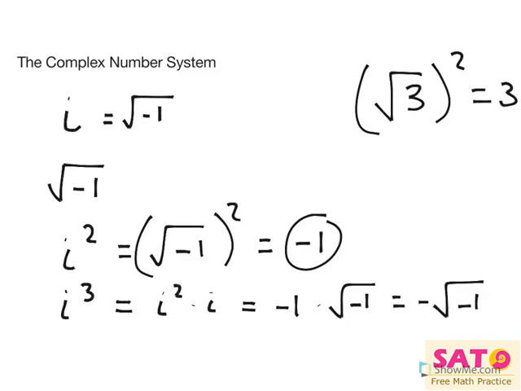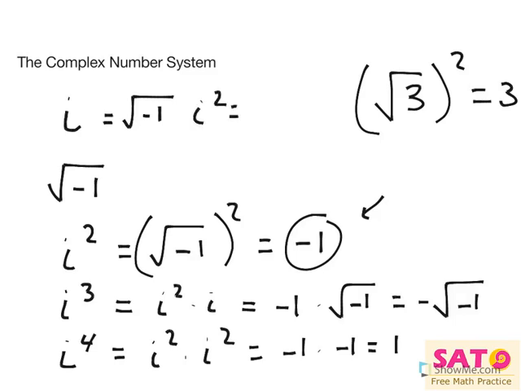If you're still catching up here, let's talk about one more, i to the fourth, which is i squared times i squared, -1 times -1, which equals 1. So let's wrap this up here. i equals square root of -1, i squared equals -1, i to the third power equals negative square root of -1, and i to the fourth power equals 1.